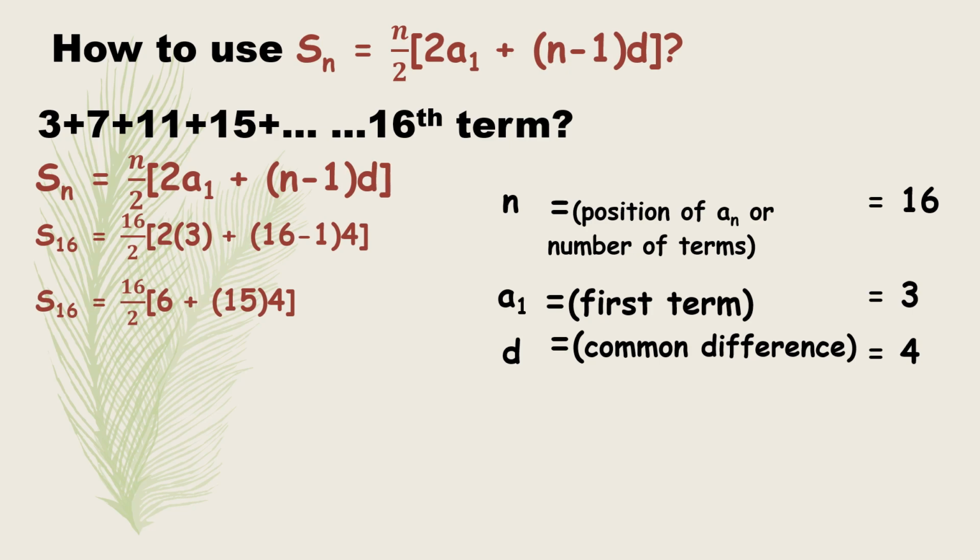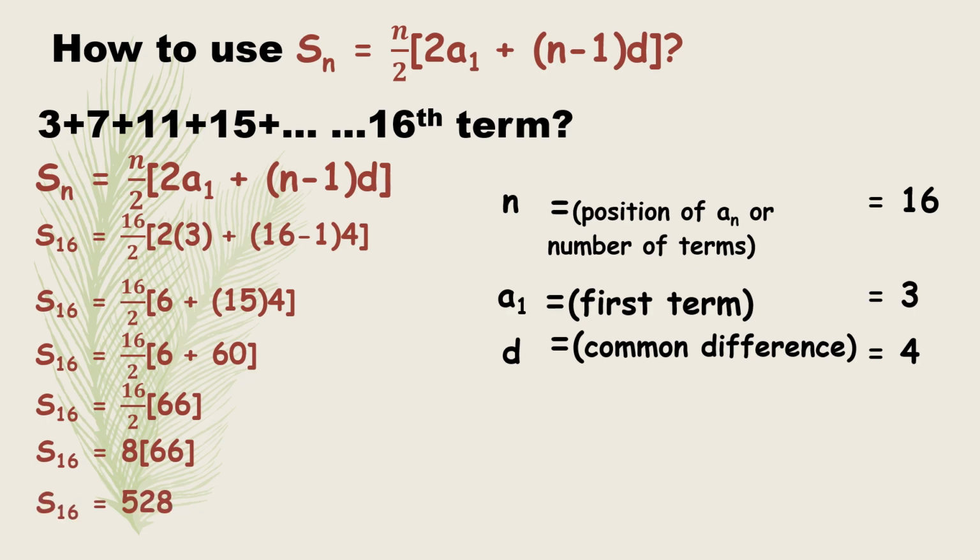So S_16 = 16/2 times (6 + 15 times 4), applying the operations 2 times 3 and 16 minus 1. Simplifying further, S_16 = 16/2 times (6 + 60), where 60 is 15 times 4. Then S_16 = 16/2 times 66, and 8 times 66 is equal to 528. So the sum of 3 + 7 + 11 up to the 16th term is 528. That's why S_16 is 528.